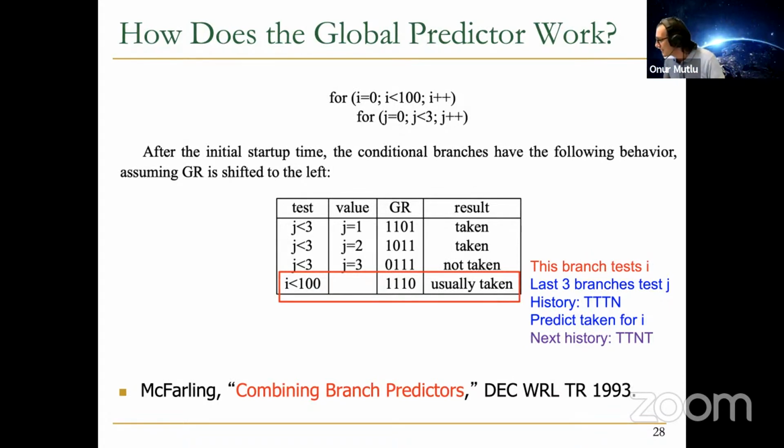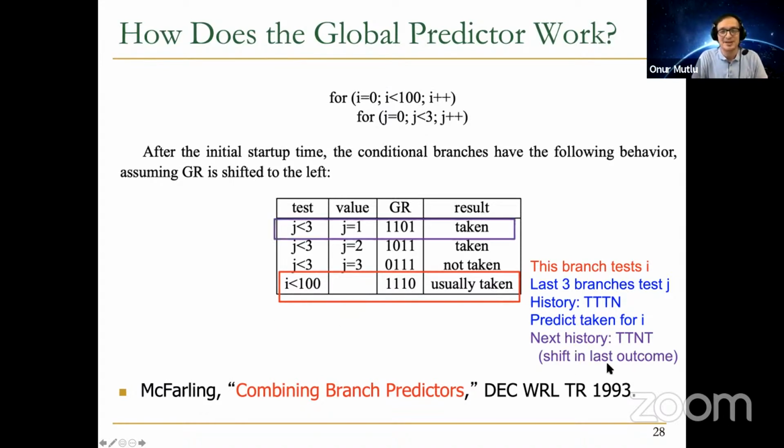So are the values only entered if they repeat a lot of times? Or what's the reason there's no value for I? So the reason there's no value for I is basically you always see 1110 whenever you execute I, and for all values of I, you see the same global history register value. Okay, so basically you shift in the last outcome as we have seen.